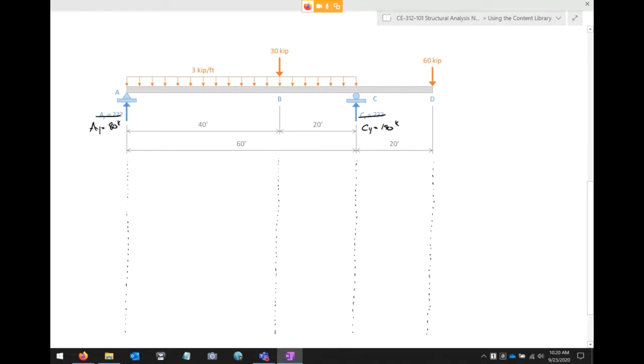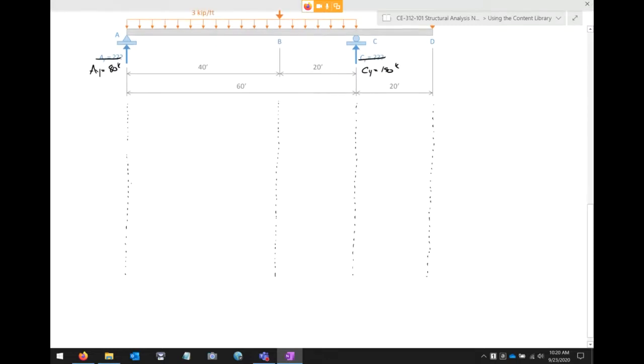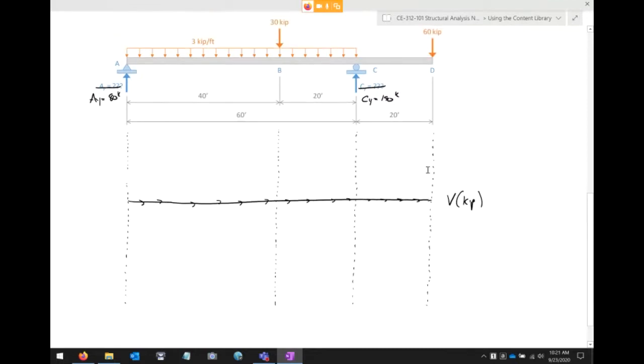Let's put this down here. Let me scroll down a bit. Let's put this here. That's good enough. Okay, so that's our shear diagram. So we'll say V, say that's kips, and then let's put our little tick marks on there to indicate that that is the 0 line.